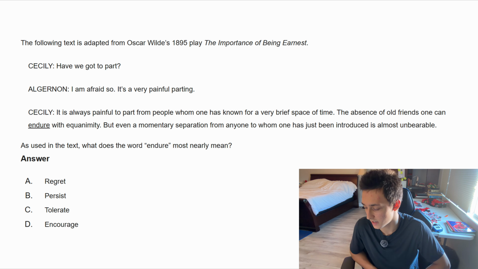The following text is adapted from this play, The Importance of Being Earnest. Have we got to part? I'm afraid so. It's a very painful parting. It is always painful to part from people whom one has known for a very brief space of time. The absence of old friends one can endure with equanimity. But even a momentary separation from anyone to whom one has just been introduced is almost unbearable.